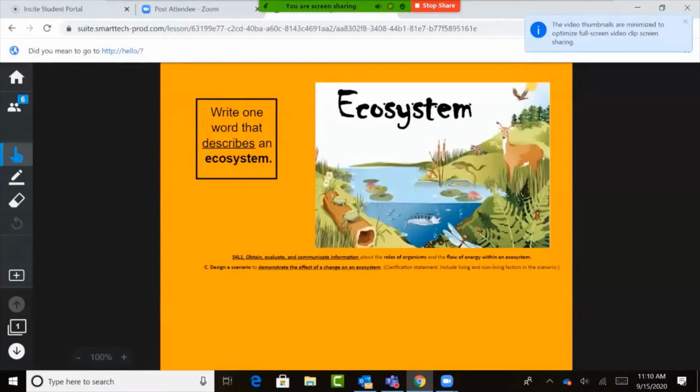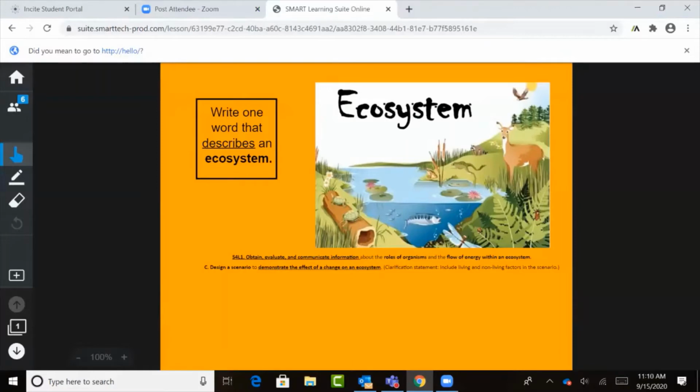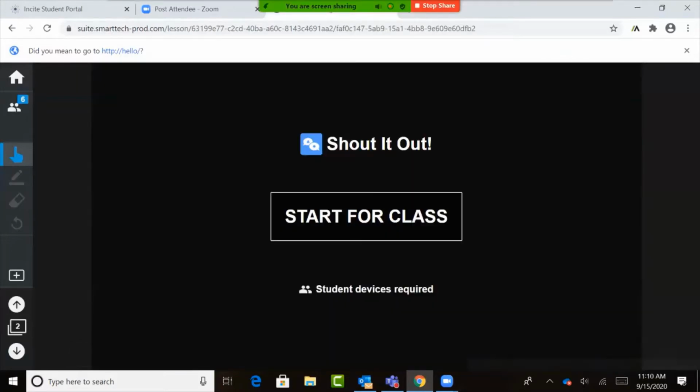All right, here's what I want you to do. In just a second, I am going to give you the capability to write down one word that describes an ecosystem, but I want you to look at this picture. We have the word ecosystem, and then I have an example model right there for you. I want you to write one word that describes an ecosystem. I want you to think about everything that you've learned this week about the roles of organisms and the flow of energy. And I want you to just focus on one word that would describe an ecosystem.